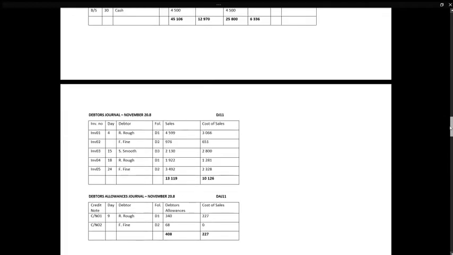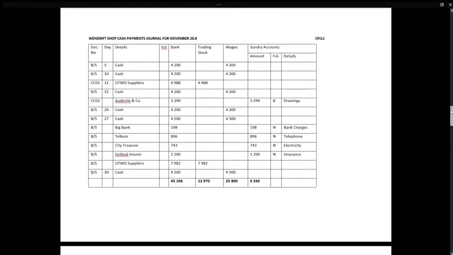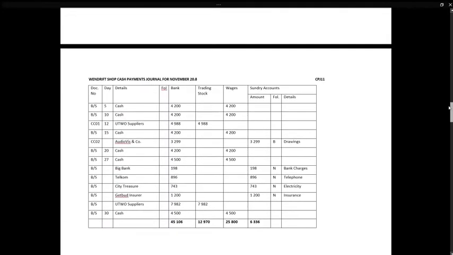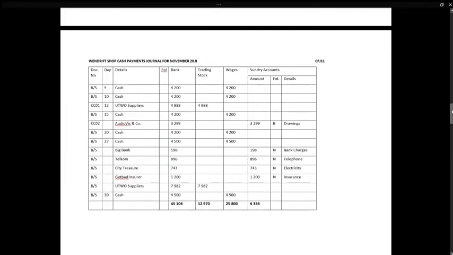Right, in my cash payment journal there should not be any transactions with debtors control. If I remember correctly, it was a mistake, but in your answer book there was a column provided for debtors control. It should be empty, otherwise you made a mistake.